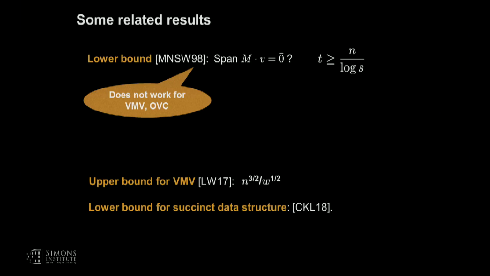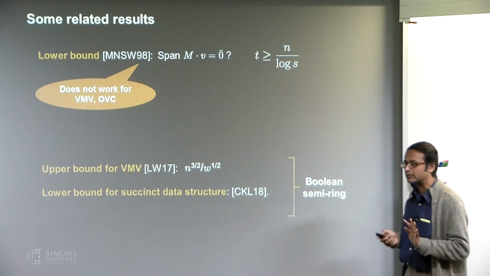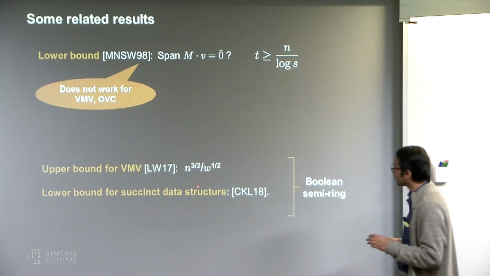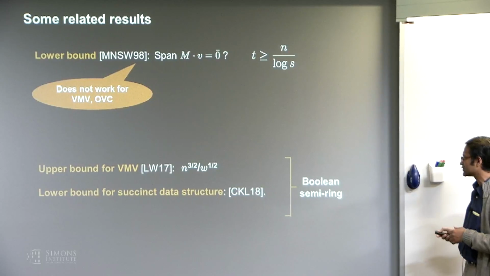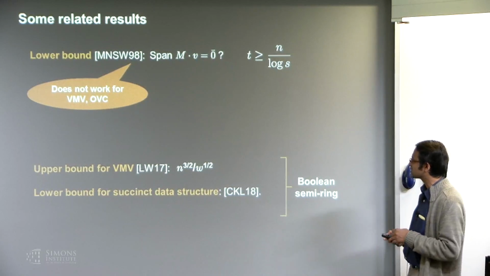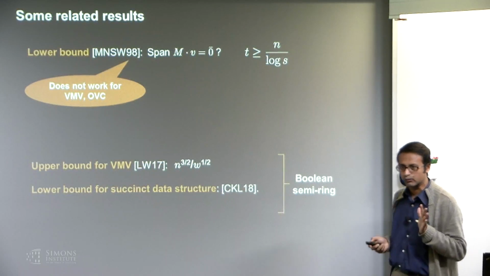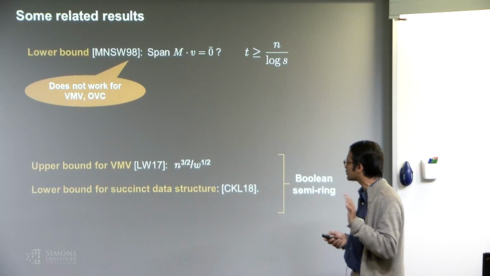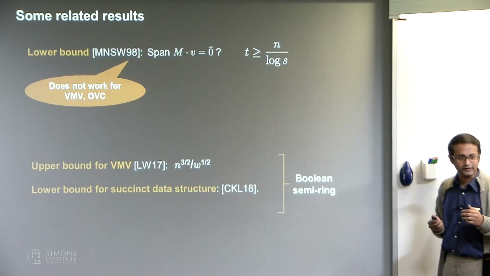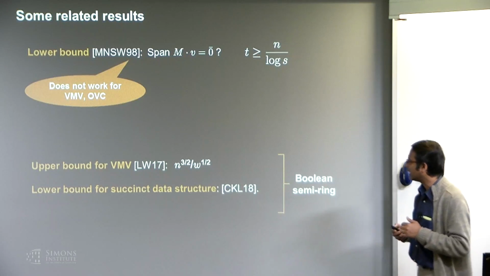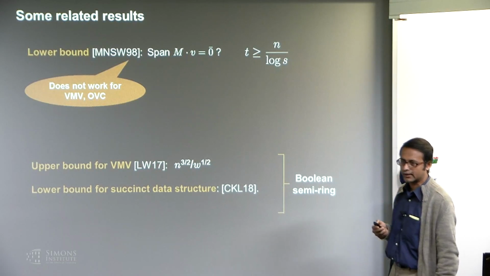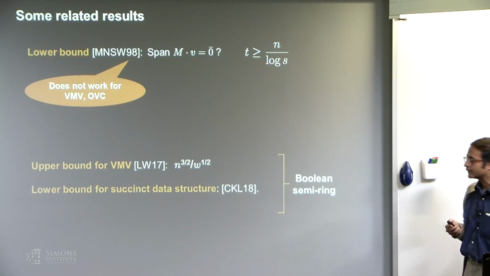And I think later today we are going to hear more about this in a talk by Chakraborty et al. However, these are over the Boolean semi-ring. Okay, so these don't work over F2, which is what we consider. So it's still conceivable, and I think it's an excellent candidate, to show an n squared lower bound when the word size is about log n. So n squared by log n lower bound even for polynomial data structures. We don't have any evidence that such a lower bound is not possible.